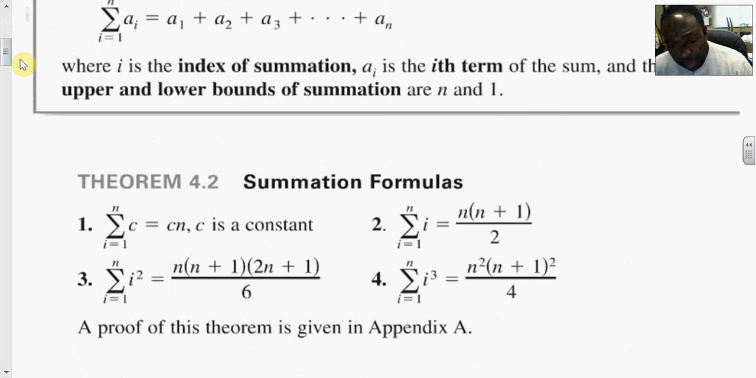An idea of some summation formulas. Here, 4 of them are given. If you sum up a constant, if the number is 5, 5 taken n times would be 5 plus 5 plus 5, n times, or just c times n. If we're adding numbers from 1 to n, 1 plus 2 plus 3 plus 4 plus 5, and so on, actually that is n times n plus 1 divided by 2. And typically we prove that one to give you an idea of what's going on.